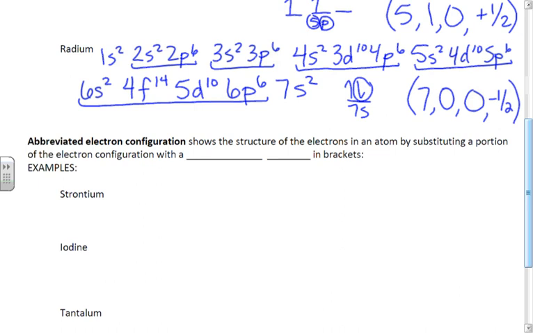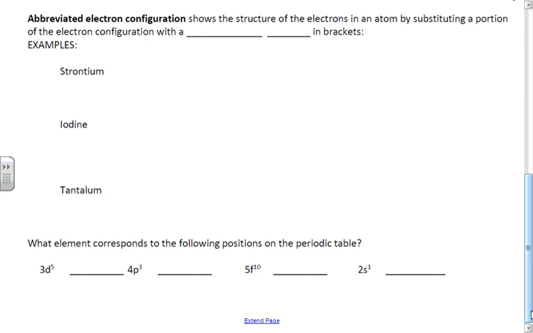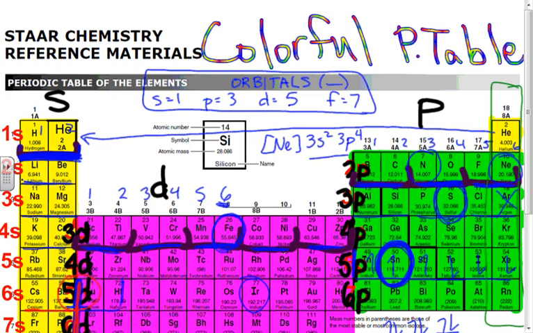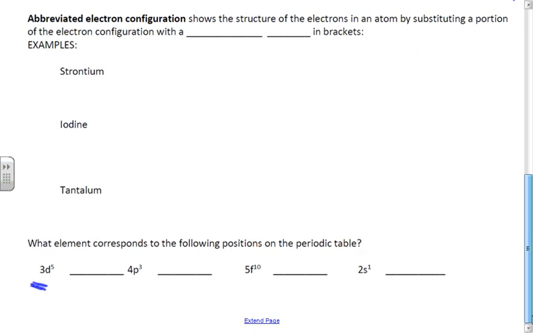Okay. I want you to jump down to the bottom real quick. And we're going to look at finding the elements that match these configurations. So if we have 3d5, we go to our periodic table, we go to the 3d section, and we go 5 elements over. And which element would that be? Mn, manganese. So we just have to put Mn. We don't have to put the actual name. We'll just put Mn right there.